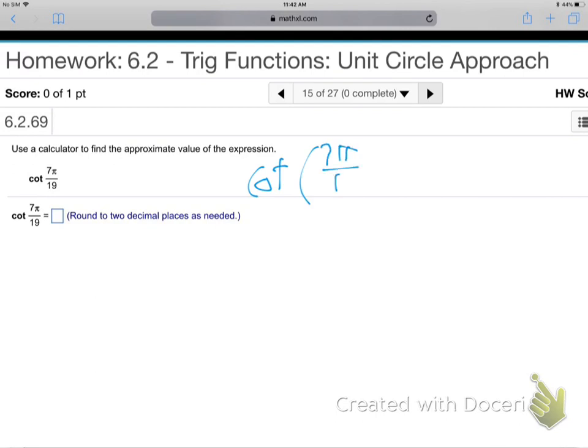Cotan, 7 pi over 19. What do we do when they give us that pi thing? You could change to radian mode and just do it, but I don't like fiddling with the mode. I would just put in a 180. That's what I do. Personally, I find that easier. So I would just go, and cotan, that's 1 over tan.